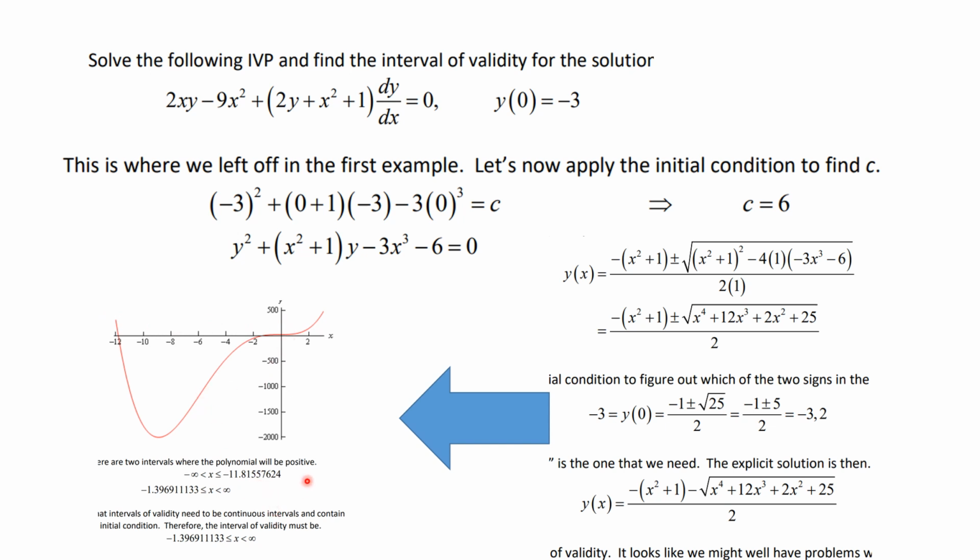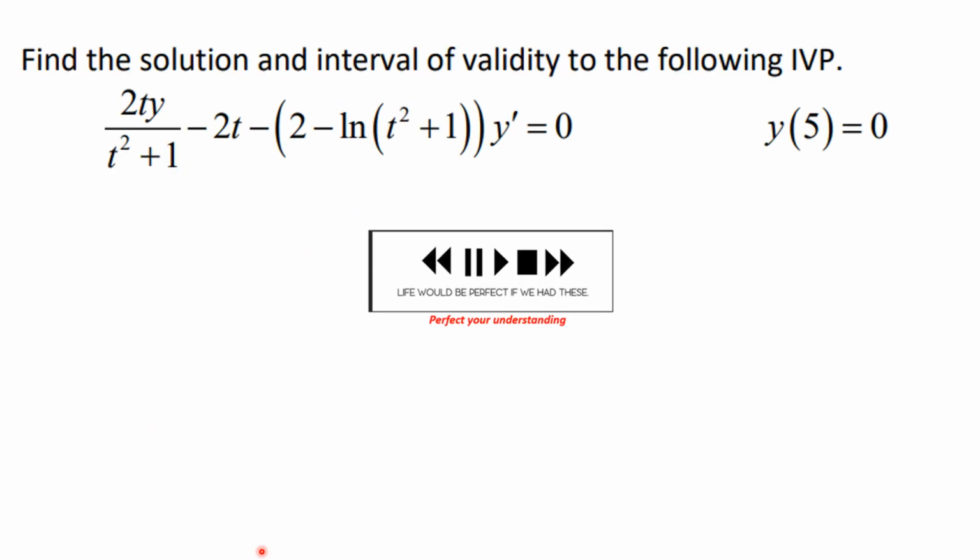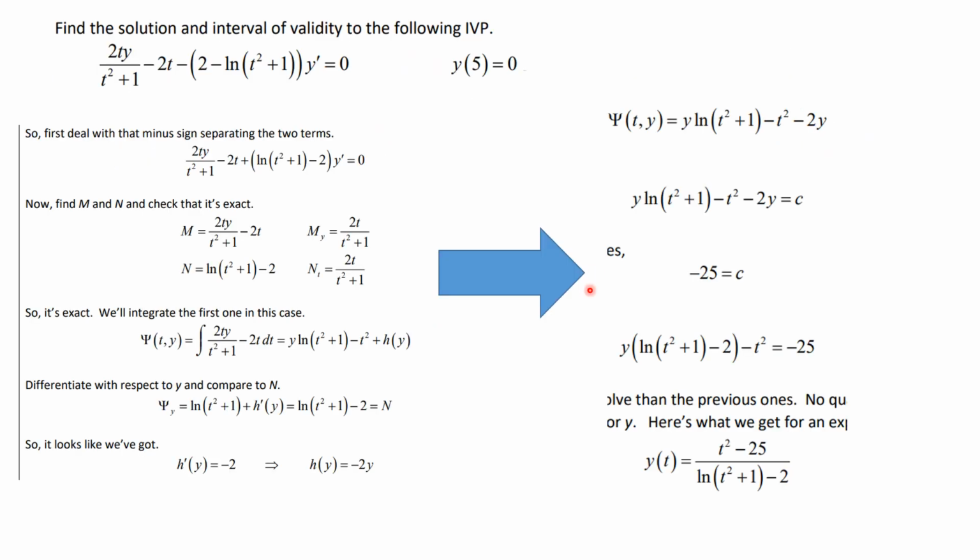So that says that there are 2 potential intervals of validity, but only one of them has the initial condition there, and so this is the interval of validity. Now this is a much better test problem. It's tamer. You know what to do. Let's see how you did.